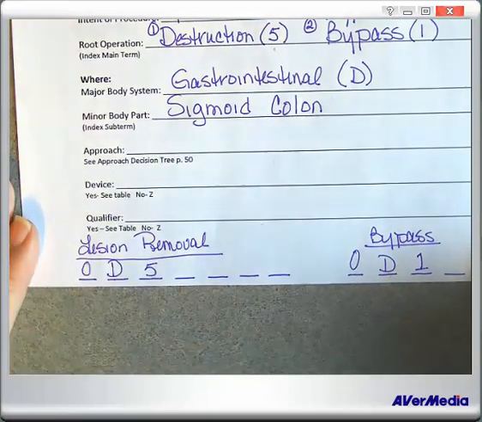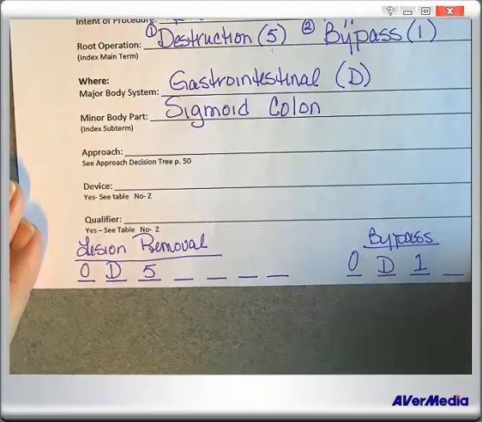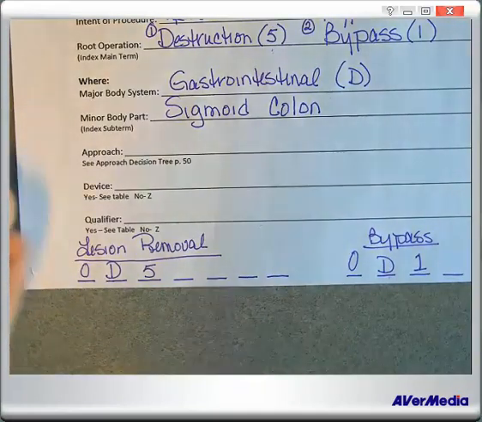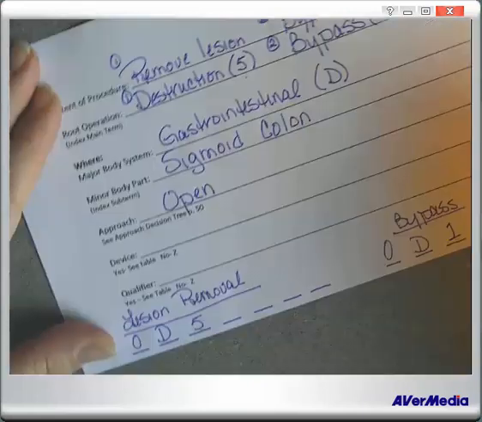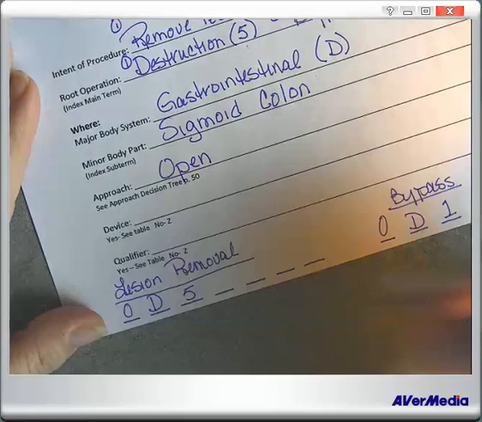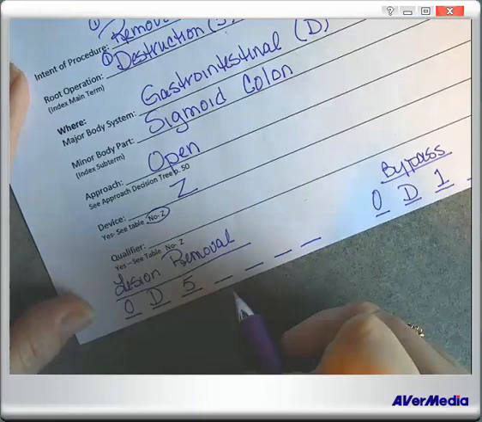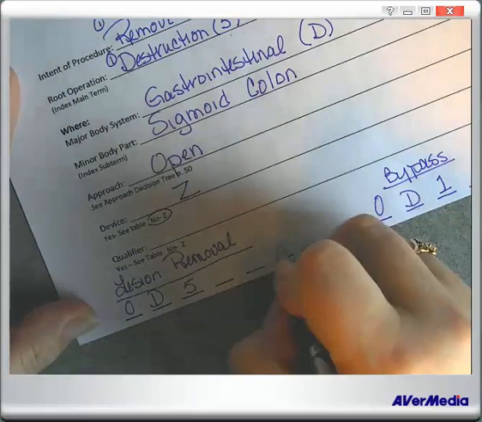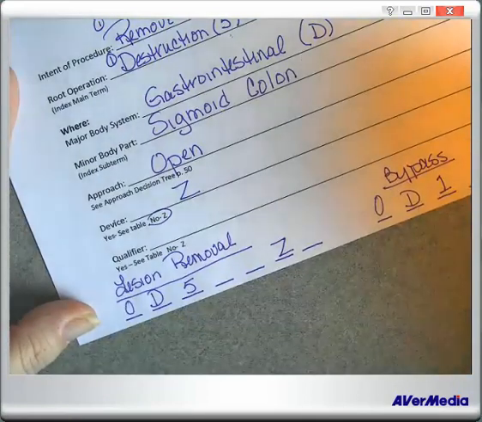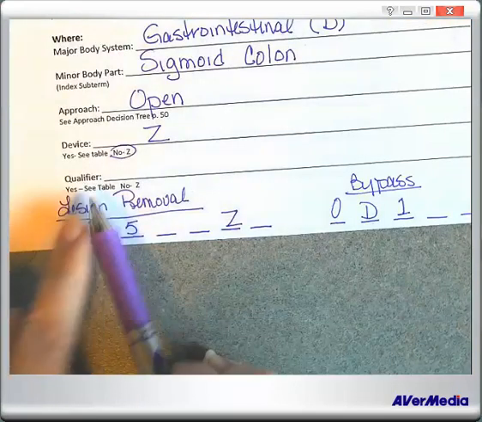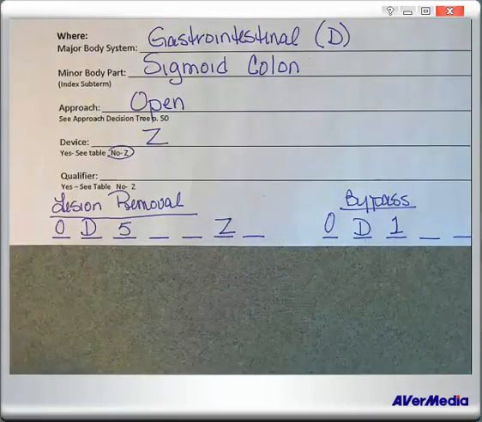What is our approach going to be? Well, are we going to do a bypass of the sigmoid colon as a laparoscopic procedure? Probably not. It's going to be an open procedure, okay? There is no device, so we know that it's Z. So we know that our sixth character is Z, right? And we don't know yet if we have a qualifier. So I'm going to leave that blank, okay?